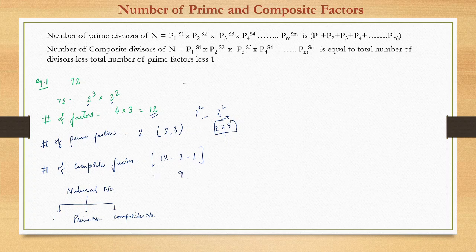So if anyone anywhere encounters a question to find the number of composite factors, that would be calculated by first calculating the total number of factors, then subtracting the number of prime factors, and further subtracting 1 from there. So the number of composite factors is equal to the total number of divisors less the total number of prime factors less 1.